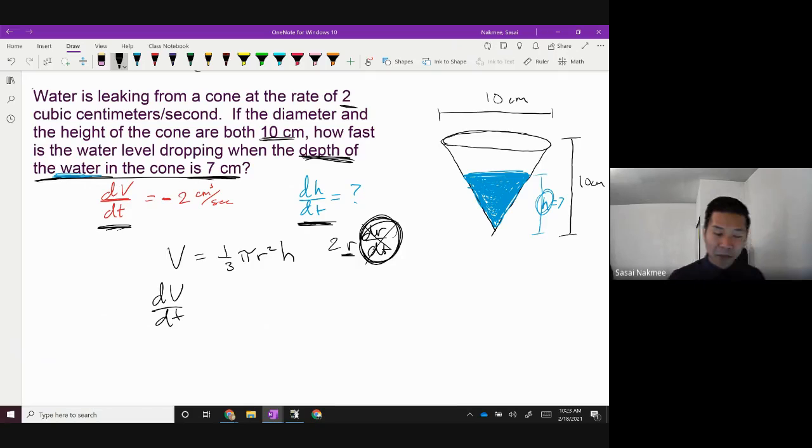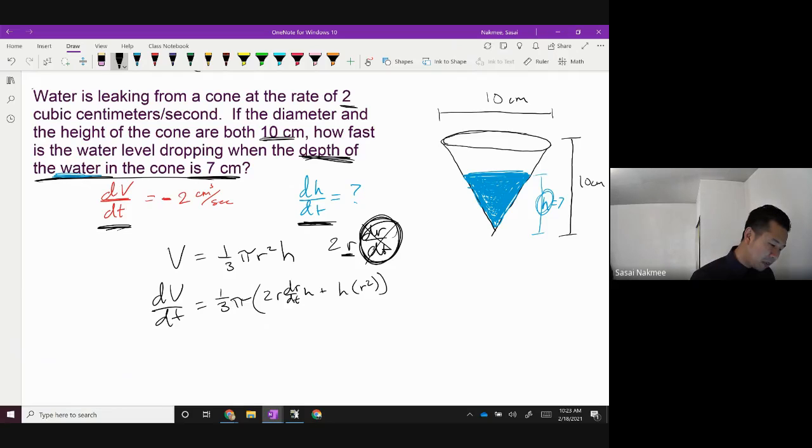If I take this derivative right here, you'll do the product rule. Let's just do that real quick. 2r dr/dt times h plus h times r squared. And again, this is not that big of an issue. Derivative of h is dh/dt. There we go. So that's not that big of an issue because we're trying to find out what dh/dt is. We could probably find out what r is, and we already have what h is. But this is the problem right here.